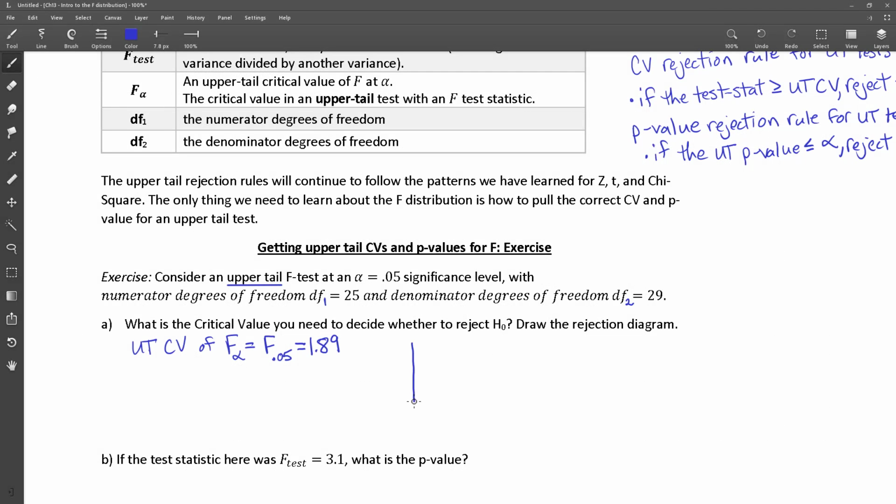Now we're asked to draw the rejection diagram. You saw the generic F distribution that I drew above. Let's draw another one. Vertical axis, horizontal axis. We have the generic F distribution that looks a little bit like chi-square. It has a long upper tail. In an upper tail test, the rejection region is in the upper tail. The boundary of the rejection region is the critical value, 1.89. So we would have to get 1.89 or above in terms of our test statistic in order to reject the null. That shaded area defines our rejection region. So reject H0 if the test statistic is greater than 1.89.